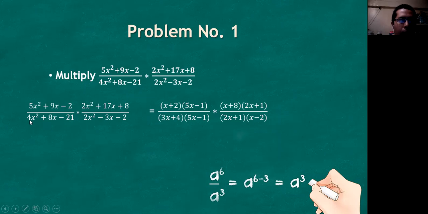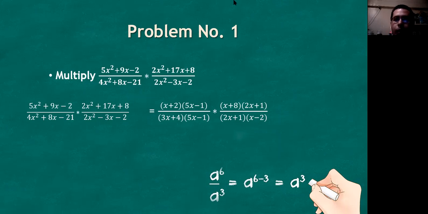For the denominator, 4x squared plus 8x minus 21, by factoring by trial and error, the factors are 3x plus 4 multiplied by 5x minus 1. We're going to multiply it by the factors of 2x squared plus 17x plus 8. The factors are x plus 8 multiplied by 2x plus 1, over the factors of 2x squared minus 3x minus 2, which are 2x plus 1 multiplied by x minus 2.